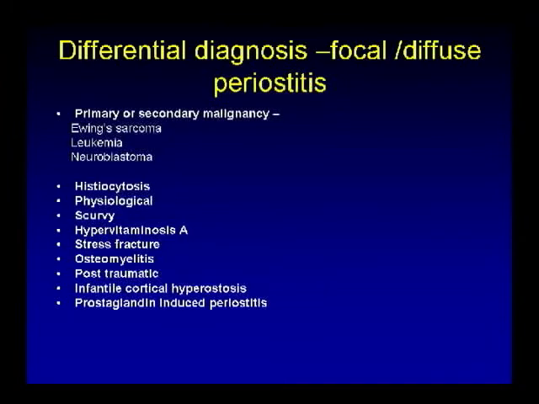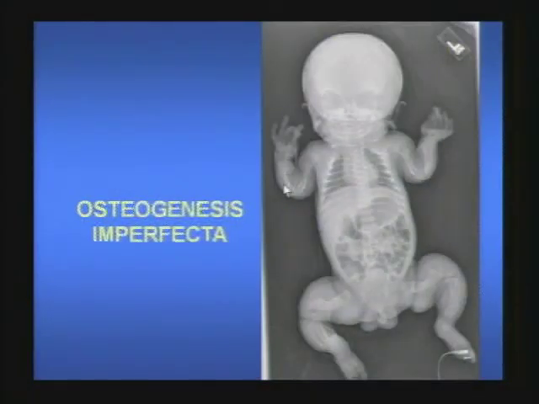Other causes of focal periostitis which are more common include post-traumatic, infectious, and stress fracture-related periostitis. Others are rare causes of diffuse periostitis, including Caffey's disease or infantile cortical hyperostosis, and in the current example that I showed, prostaglandin-induced periostitis. Representative case for skeletal dysplasia.